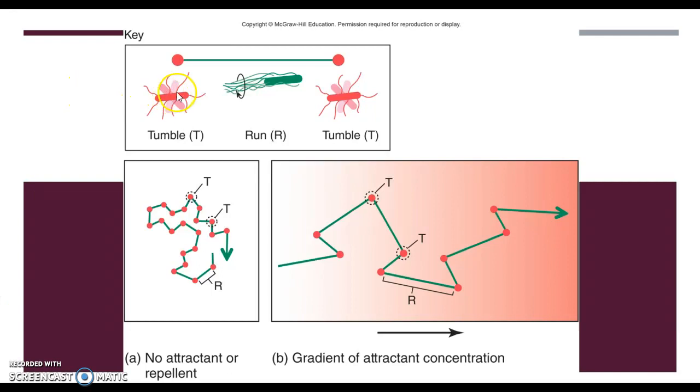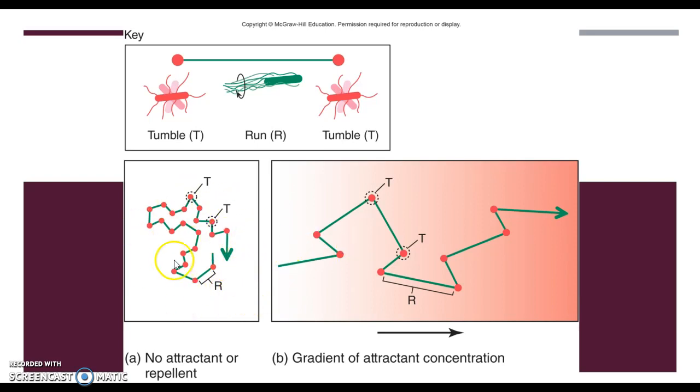So we have a tumble here where the microbe has changed direction, so it has stopped. It's sort of rotating its direction, and then we have this counterclockwise motion of the flagella, so the organism is going to move in that run. And then we have some images here of what chemotaxis might look like in the motion of an organism.